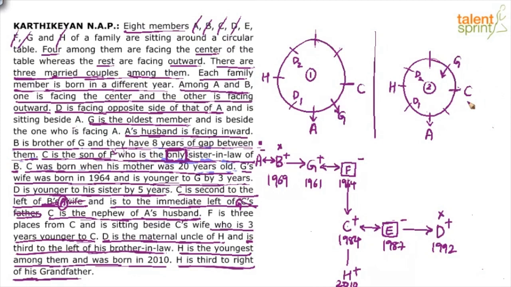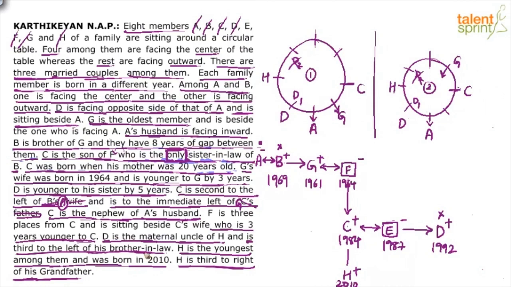D is sitting beside A. Yeah, I think this point is very easy. If D is sitting beside A, D2 is eliminated. Here too, D is sitting beside A, so D2 is eliminated. So D is confirmed. D comes here and D comes here according to case 2.